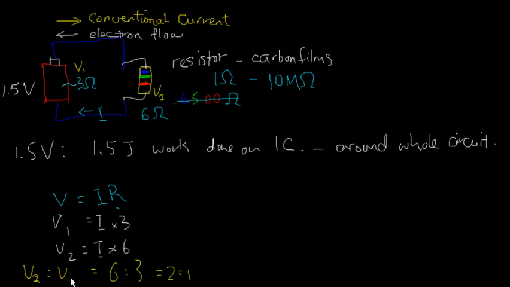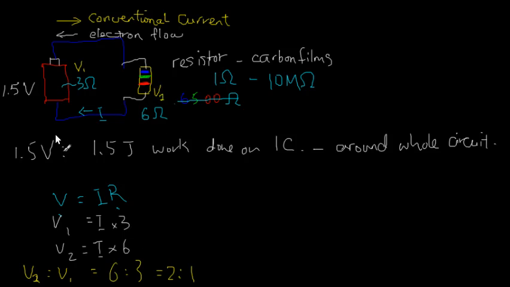So this means that all I need is to look at the resistances and think, right, the ratio of this resistance to this resistance is 2 is to 1. So this overall voltage, if you like, must be split in the same ratio between the two. So also 2 is to 1.